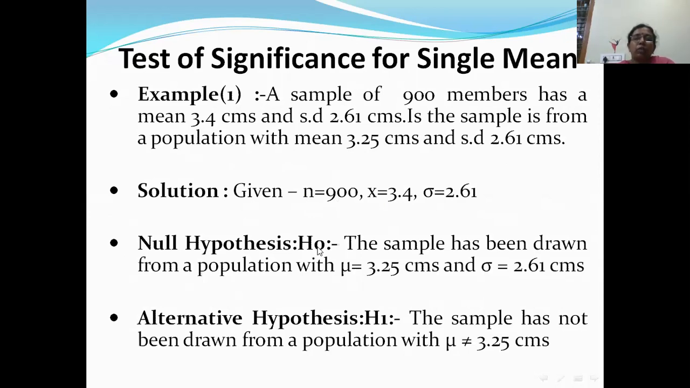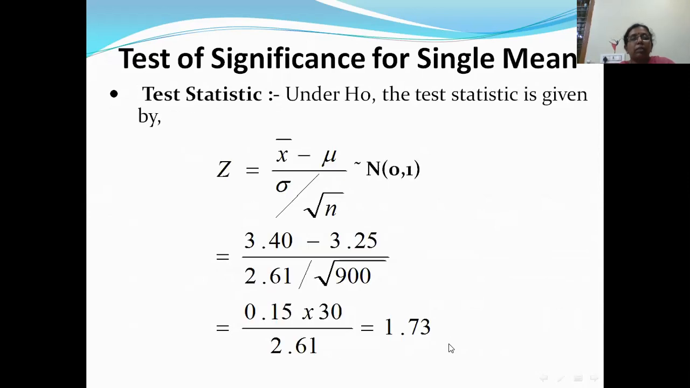Null hypothesis H0, what you have to test? Whether the sample has been drawn from a population with mean 3.25. So H0 says that the sample is drawn from that population. H0 is the hypothesis of no difference. So the sample has been drawn from a population with mu equal to 3.25 centimeters. The alternative is that the sample has not been drawn from a population with mean 3.25 centimeters, that is, mu not equal to 3.25 centimeters.